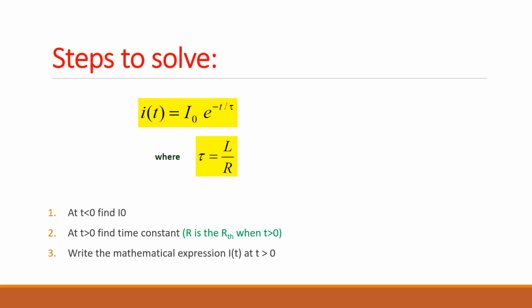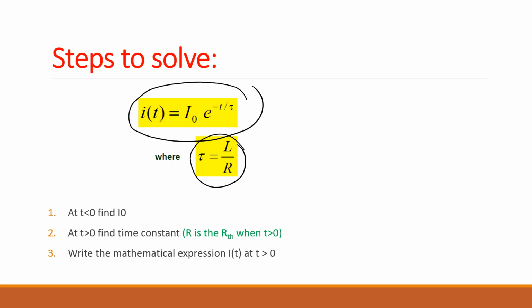For the capacitor, we wrote an equation for the voltage across the capacitor, but for an inductor we write an equation for the current across the inductor, which is equal to this. So instead of V naught, you now have I naught, and we are finding an equation for the current. And the tau is different here. Before, the tau was RC, but here the tau is L over R. L is the inductance and R is the RTH.